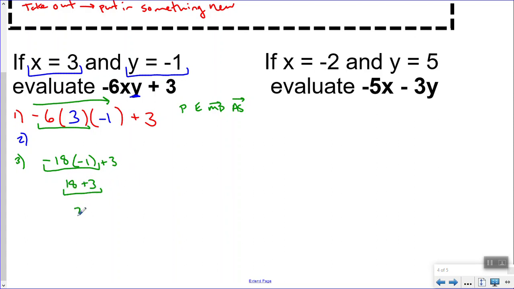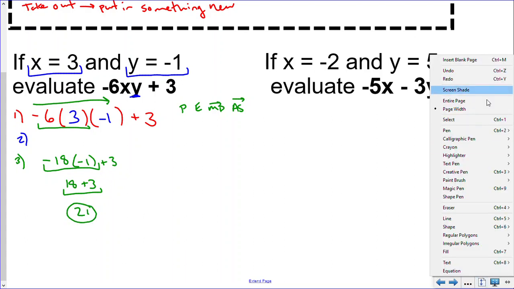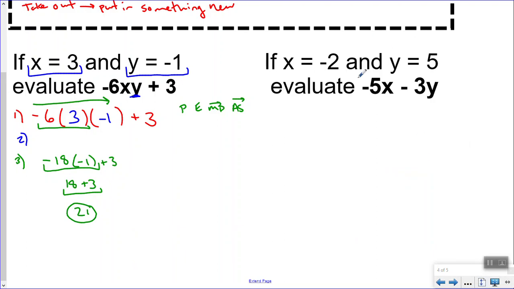I add these together, and I get 21 for my final answer. We're going to try the second one as well. We're given a different expression and different replacement values.